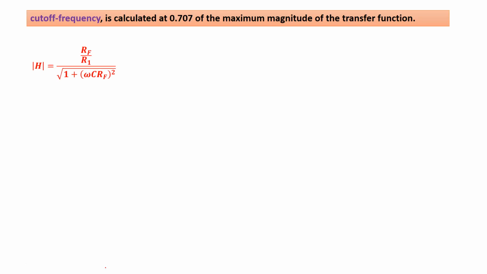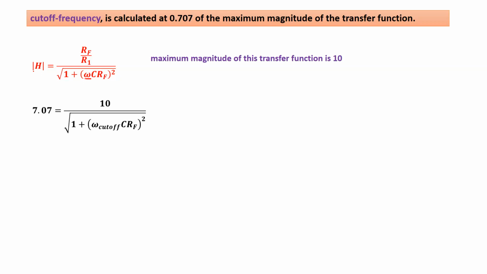So here's my magnitude of the transfer function. If I substitute this omega with a cutoff omega, so omega cutoff, that means this magnitude of the transfer function is 7.07. Okay, so I replace RF over R1, RF over R1.